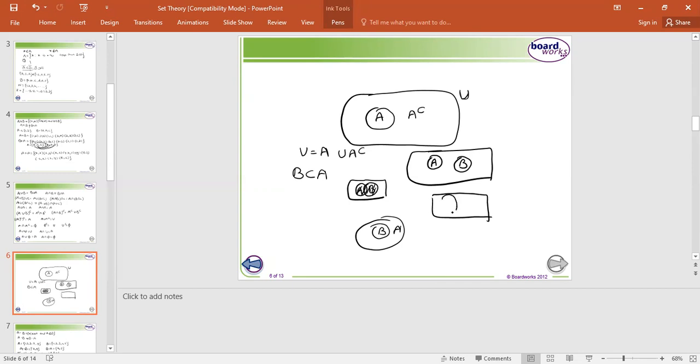And for intersection, A intersection B, this part is A intersection B, and this part is A union B. Okay.